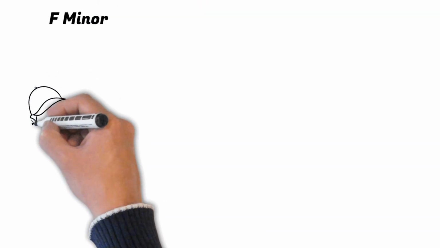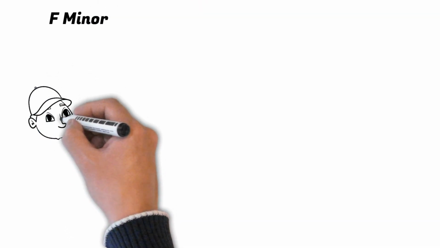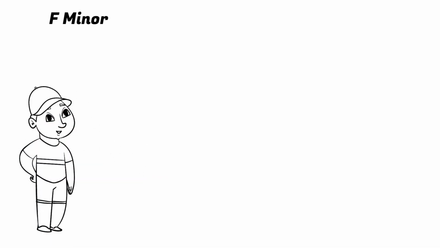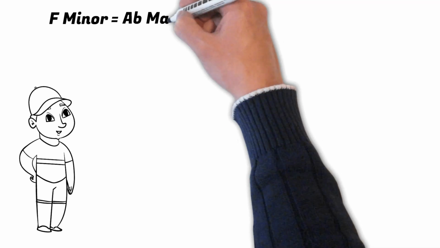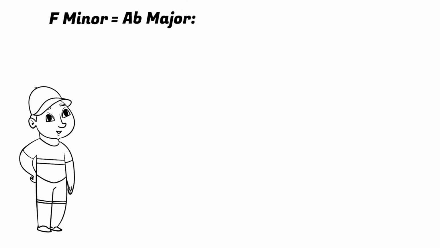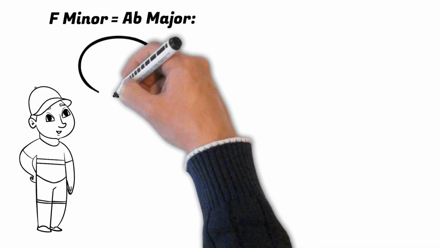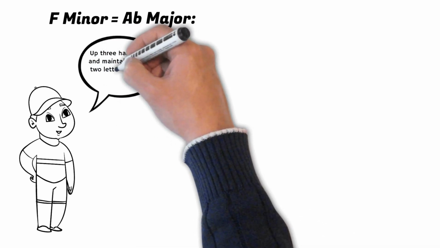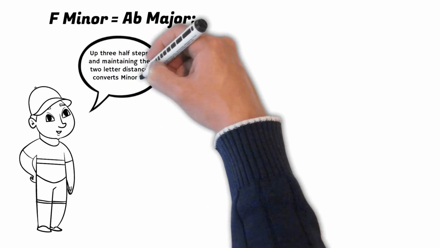Let's take a slightly more complicated example, this time with the key of F minor. Since the key is in a minor form, we first find the relative major by this time going up 3 half steps instead of down. This brings us to F sharp, G, and finally A flat. Remember to use A flat and not G sharp because we need to maintain the 2-letter distance between the letter names of the major and minor key.